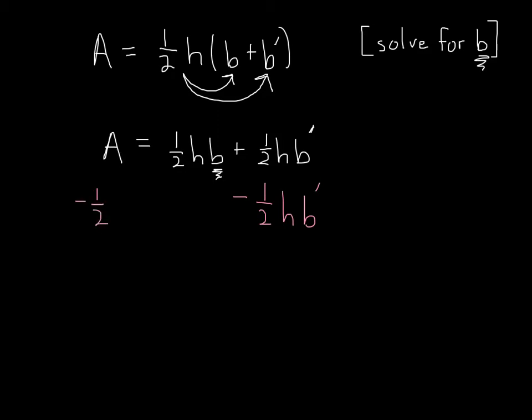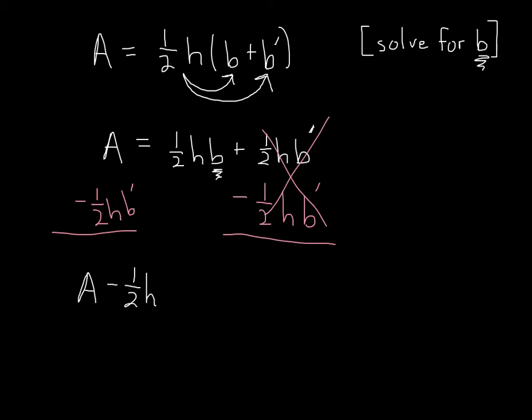I'm asked to solve for b, so that's why I'm subtracting the b prime terms over to the other side, trying to get rid of them on this right-hand side of the equation. So those are going to cancel out to give me 0 on the right-hand side, and on the left-hand side I end up with a minus 1/2 of h times b prime. And that's going to be equal to 1/2 of h times b.